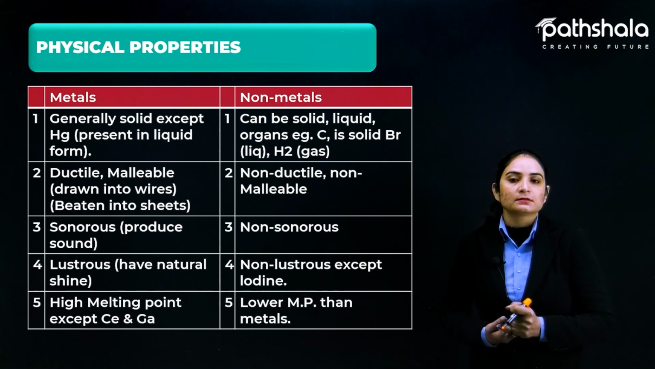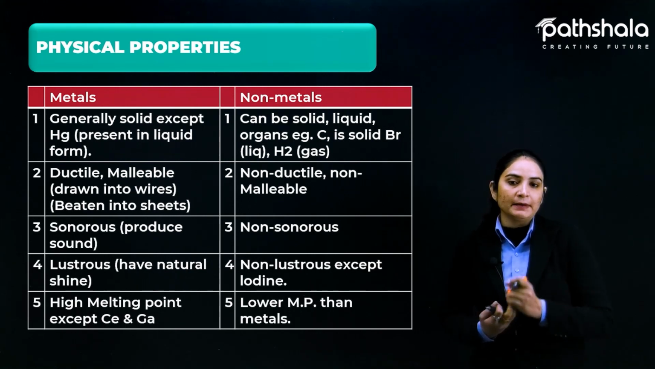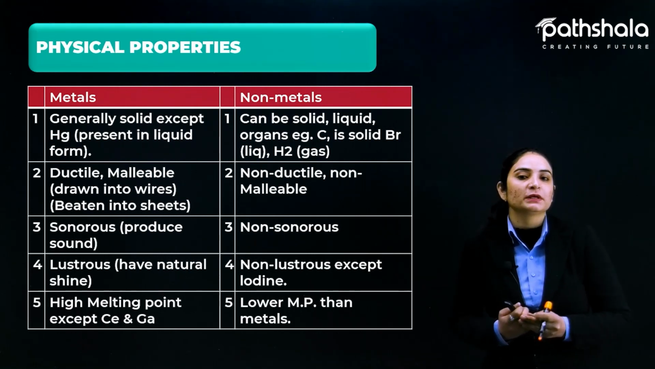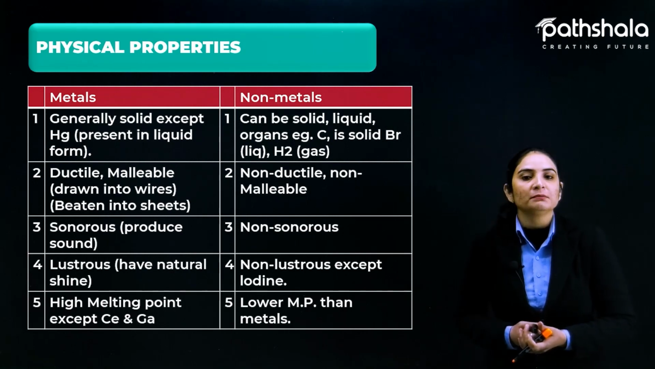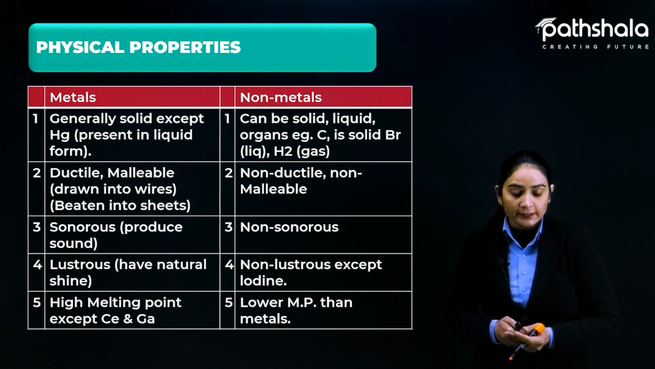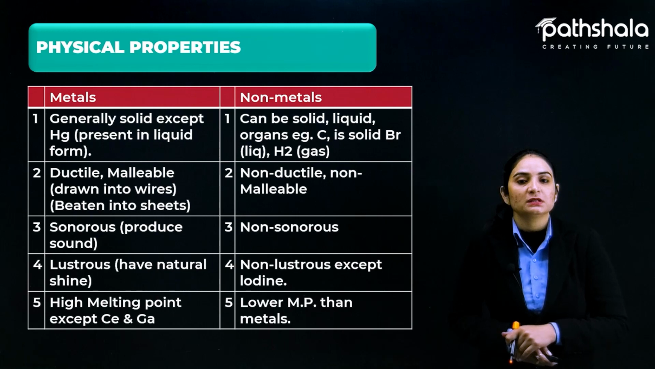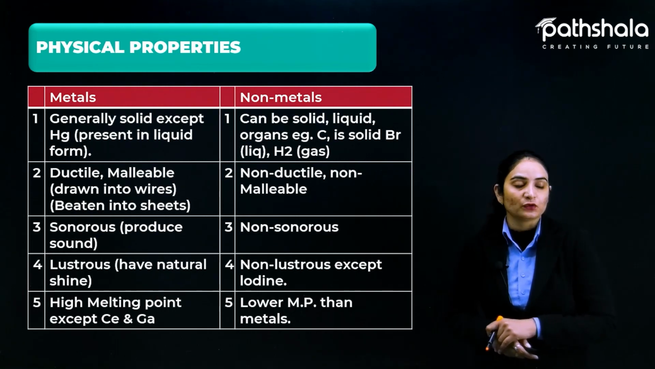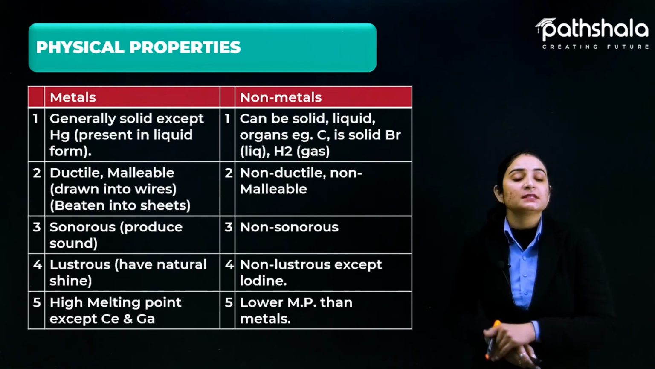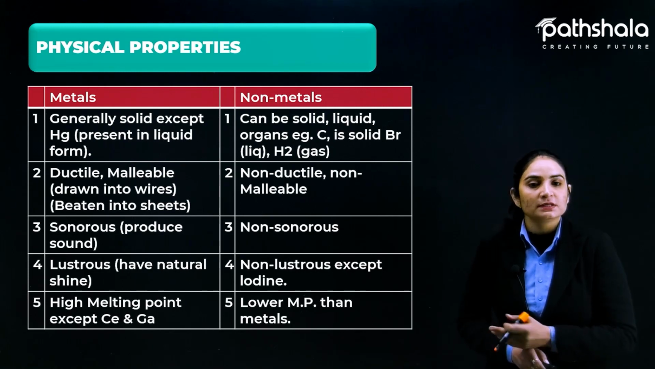Another is lustrous. Metals, we are very aware, are all lustrous, they have shininess. But non-metals, except iodine. So again, exceptions are very important in chemistry. In the case of non-metals all are dull, but except iodine. Iodine is what? It means iodine is lustrous.